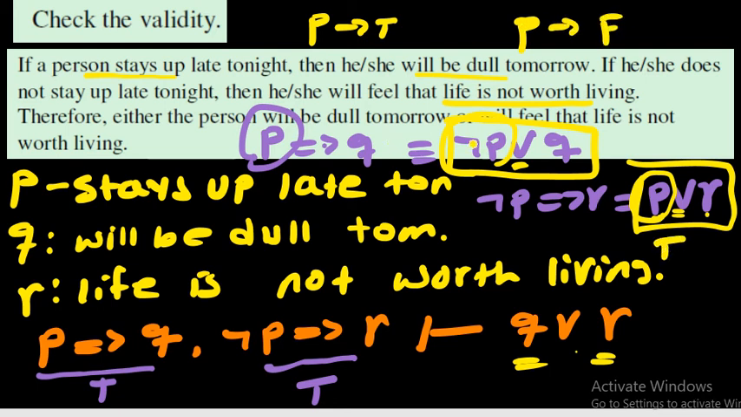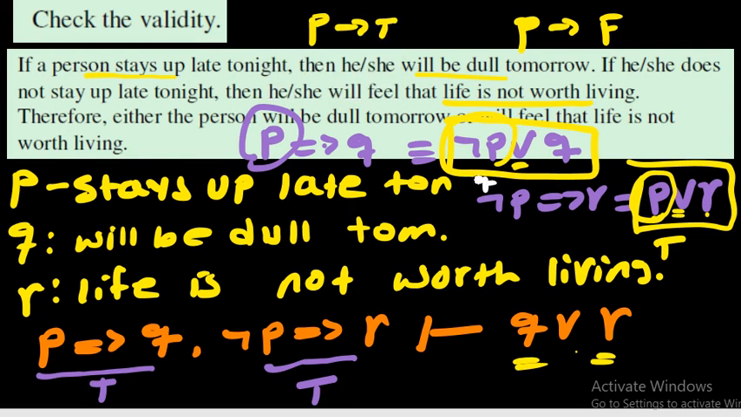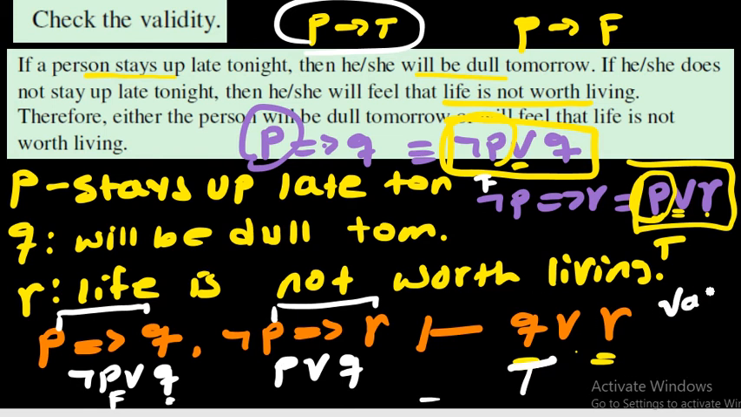If P is true here, that necessarily means negation P will be false. Let's write it again here to make it visible. The first premise is the same as negation P or Q. The second premise is the same as P or R. Now we are trying to see the cases, because the two premises contain P and negation P. If P is true, negation P will be false here, so Q necessarily will be true, and that's enough to make the conclusion true. It will be valid in the case of P true.